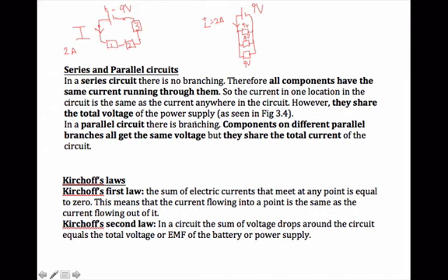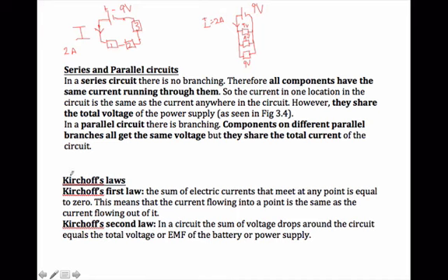So in a parallel circuit there is branching, yes we know. Components on different parallel branches all get the same voltage, so these are all getting the full whack of 9 volts, same as the power supply. But they share the total current. So let's say, what's 2 divided by 3? 2/3, so 0.66 of an amp in each branch.